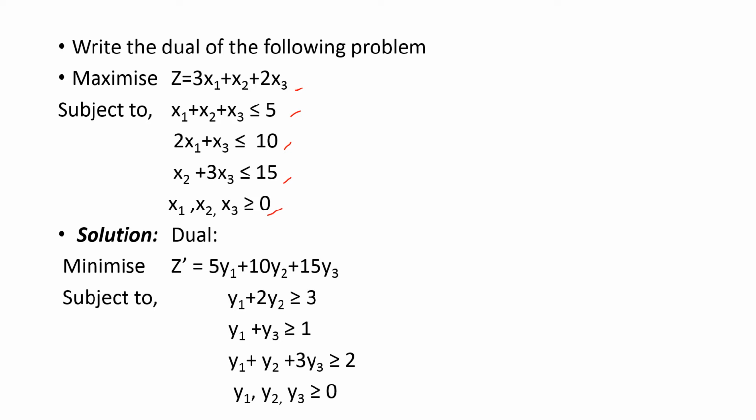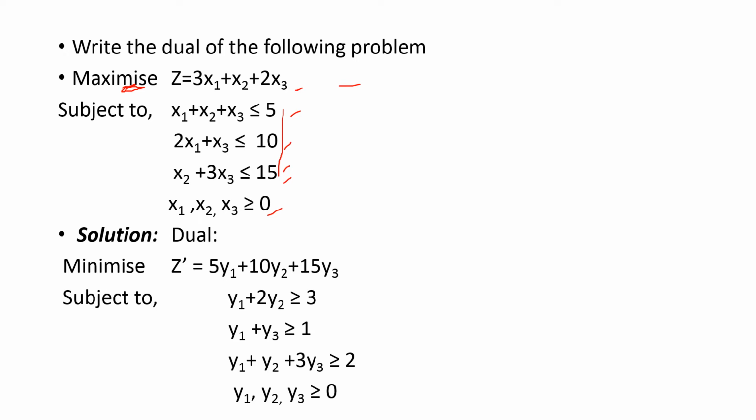So first step, if you are having maximize in the objective function of the problem, change it as minimize in dual, and if minimize, change it as maximize. That's the first step. Second step is just note down the right hand side of the constraints. Here it is 5, 10 and 15, and make these constants the coefficients of the objective function. That's the second step. And next is just take the transpose of the matrix.